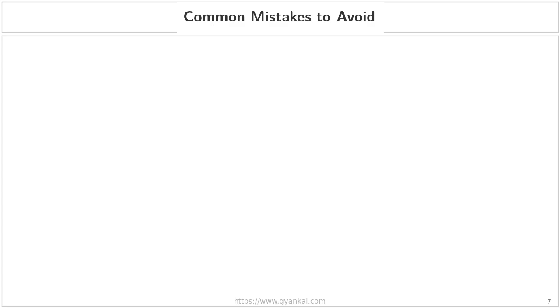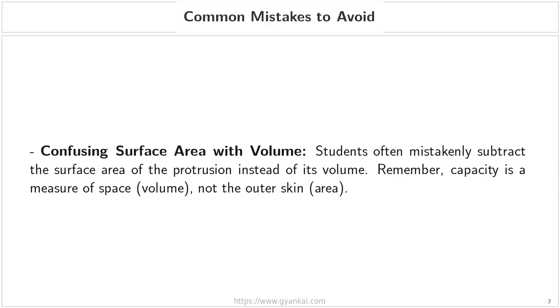Now, before we wrap up today's lesson with our final summary, I want to pause and discuss some common pitfalls. As we've seen in our designer glass example, calculating subtractive volume can get tricky, and I've noticed a few recurring mistakes that you should be very careful to avoid. First, please be careful not to confuse surface area with volume. It is a very common error to see a protrusion, like the hemisphere we just calculated, and mistakenly try to subtract its surface area from the container's volume.